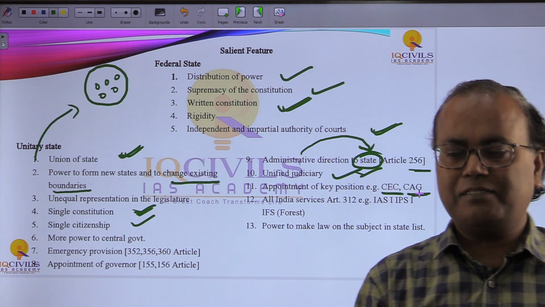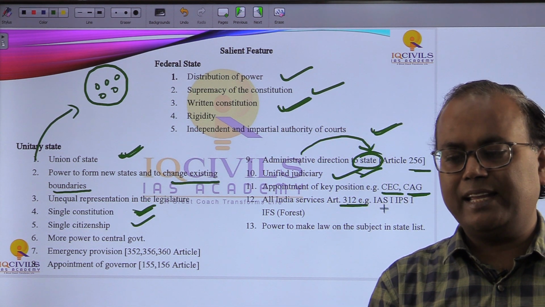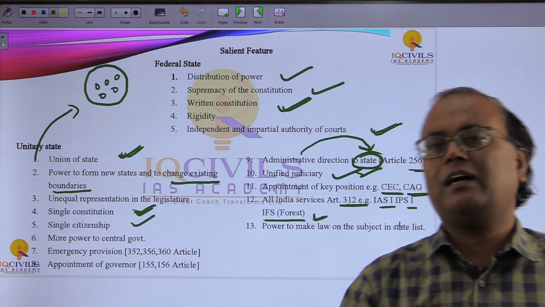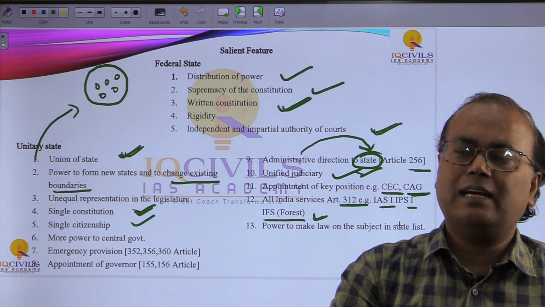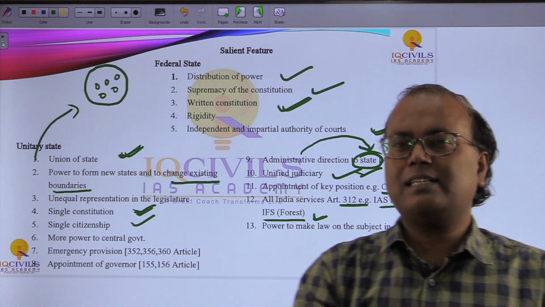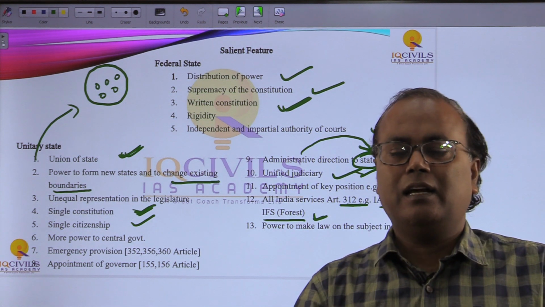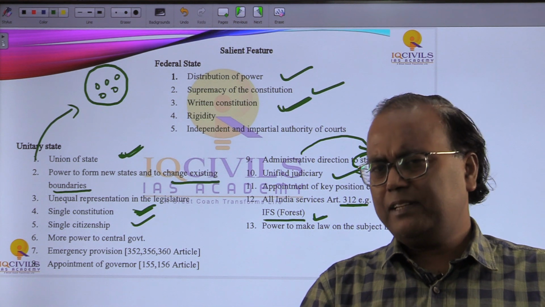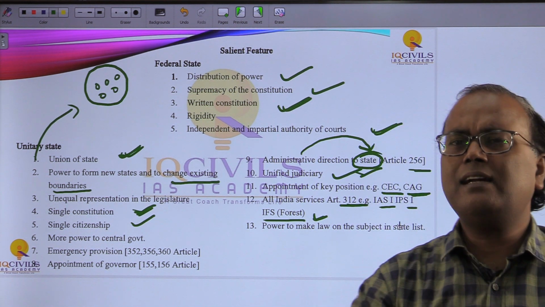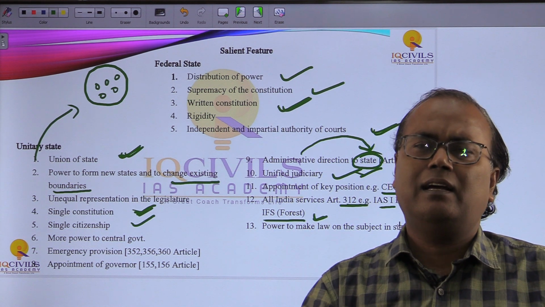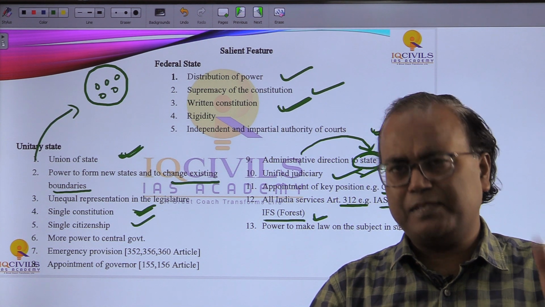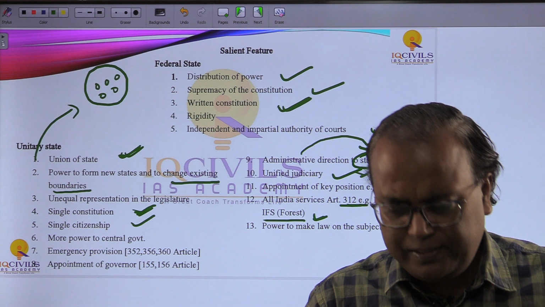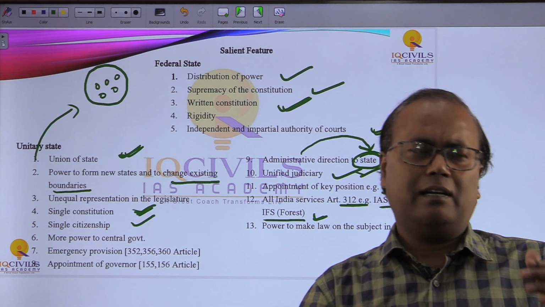So, all India services under Article 312: IAS, IPS and IFS, the Indian Forest Service. These are all India services. It means they are serving the central and the state government both. Now, just take the example of the IAS. Whoever is an IAS officer used to be at the higher echelons or higher hierarchy of the administrative setup, and certainly some kind of disciplinary action can be taken by the state government.